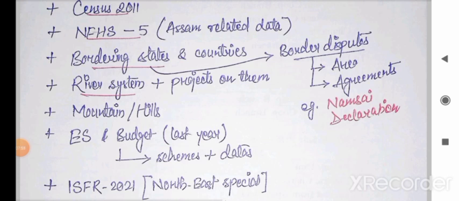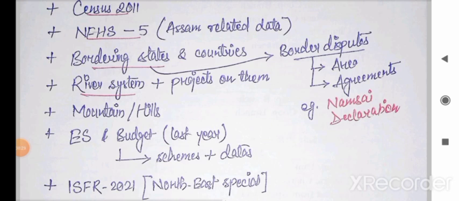Again, the next topic is bordering states and countries. I have made a video on that: the interstate borders of Assam and international borders of Assam. In bordering states we also need to cover border disputes with different states, how much area is disputed, the kilometers and all, and whether there is any agreement between the states or not, like the recently concluded Namsai Declaration between Assam and Arunachal Pradesh. This kind of thing is also in current affairs, so we need to cover it.